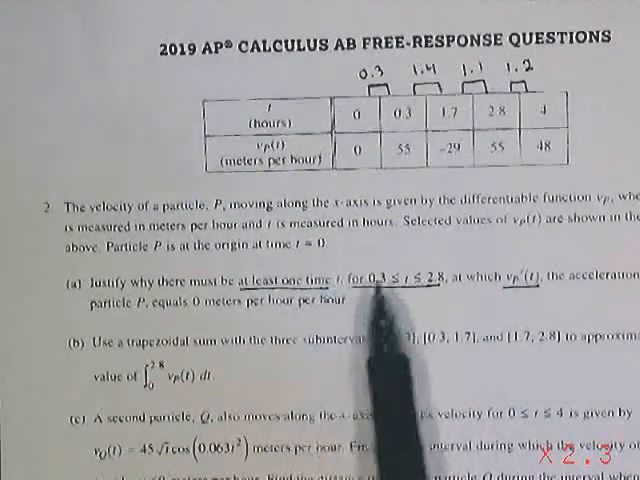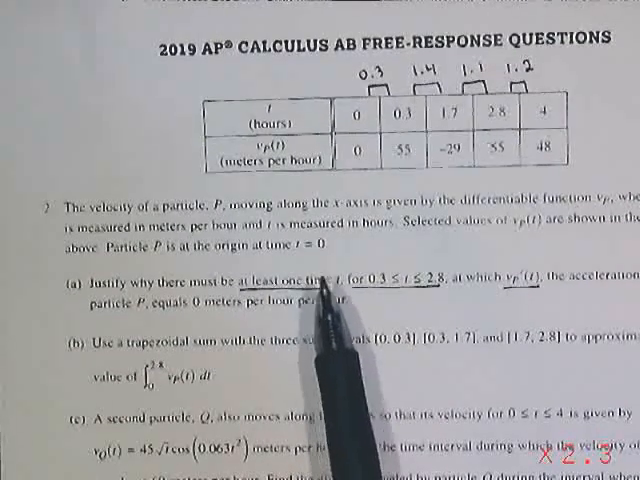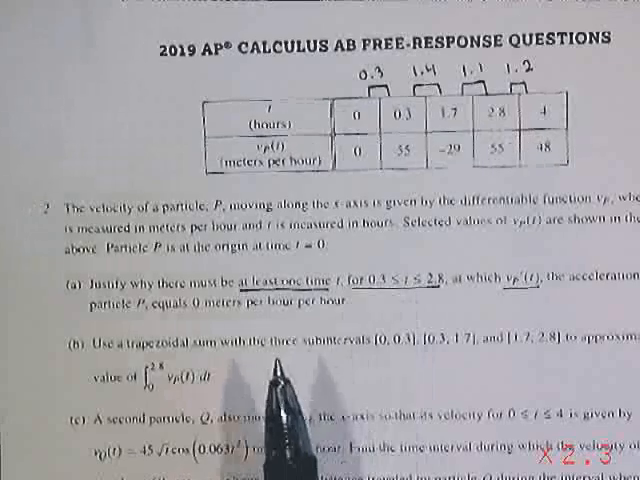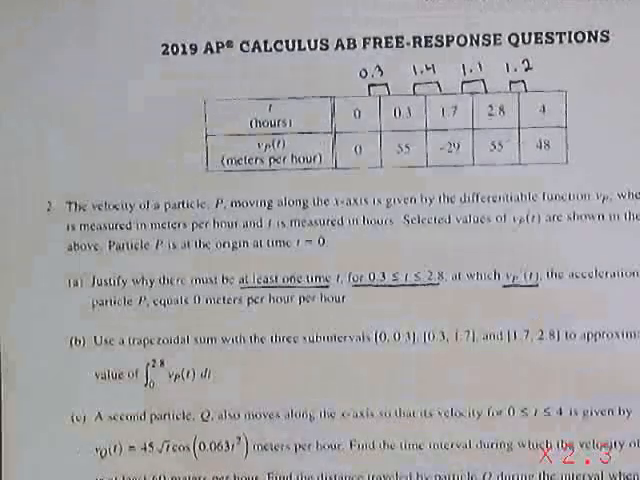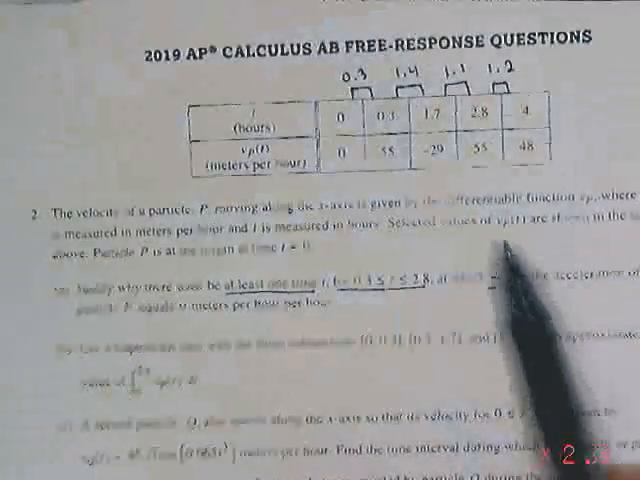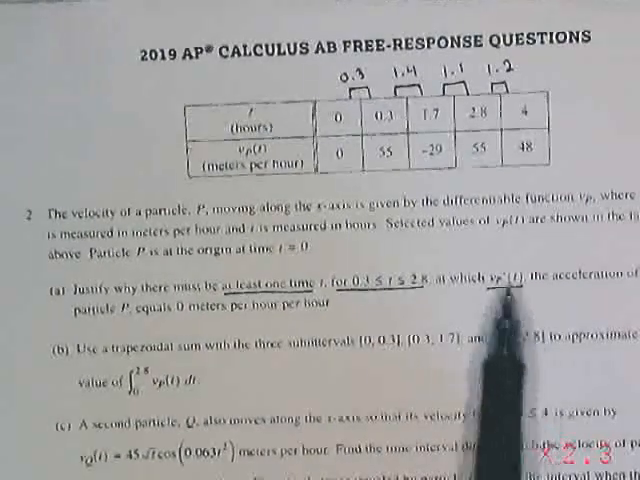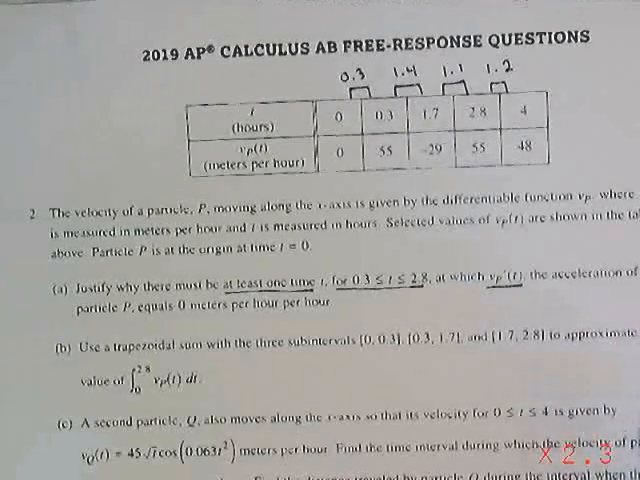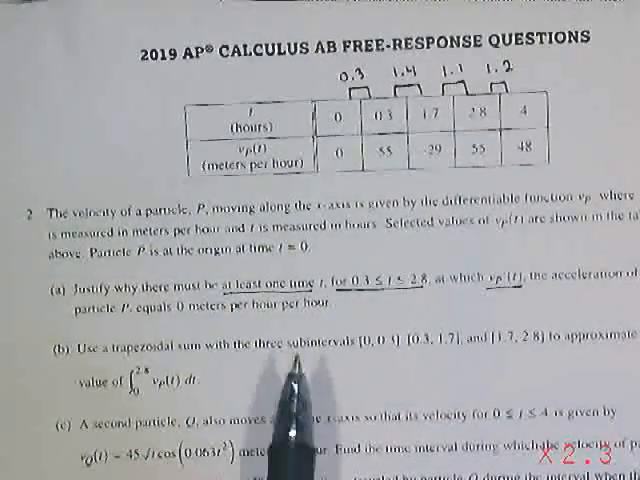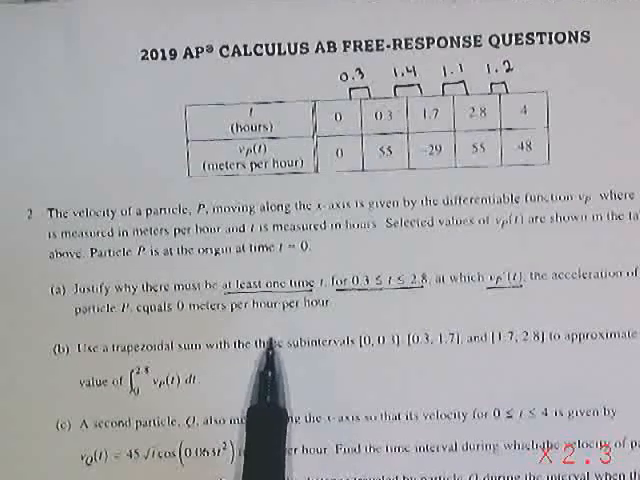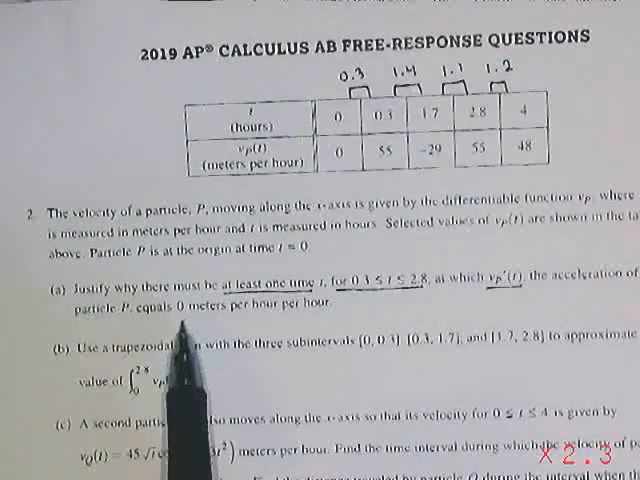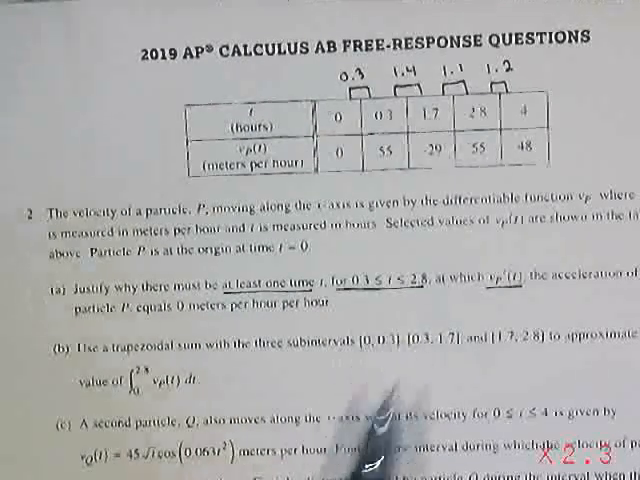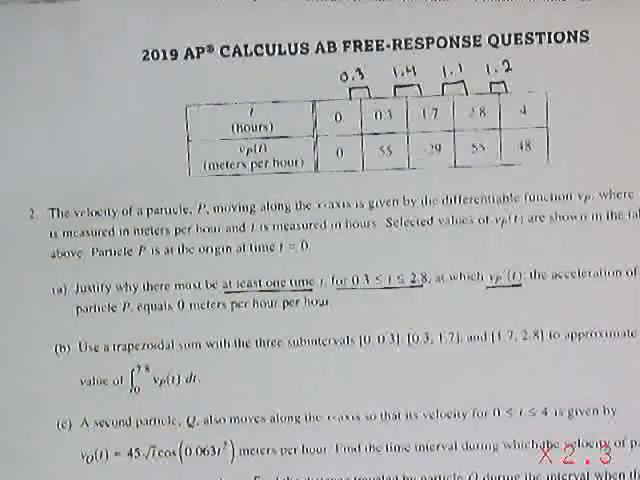We'll do a quick review in a second of what the mean value theorem is, but that's what this question is asking. Derivative, closed interval, at least one, mean value theorem, MVT. And so we're going to justify why there's at least one time on that closed interval where the derivative of the velocity, which is of course the acceleration of particle p, equals 0 meters per hour per hour. That's an interesting one because this 0 thing is not necessarily guaranteed by the MVT, but we will see that because of this interval, in this case, it is.